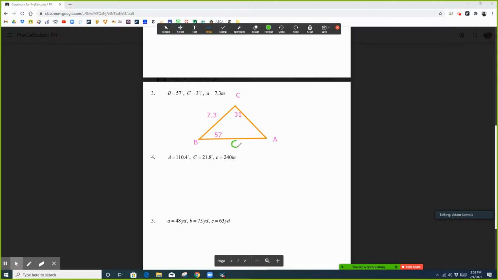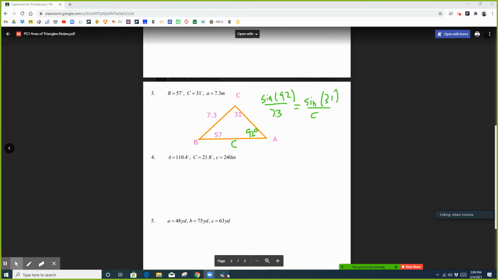So on my calculator, I'm doing 180 minus 31 minus 57, and this is 92. All right, so not drawn to scale. It's okay. Now we could find side C by doing the law of sines. Sine of 92 over the side across from 92, which would be 7.3, equals the sine of 31 divided by the side across from 31. Good review of law of sines. Now I'm going to type that in my calculator and cross multiply.